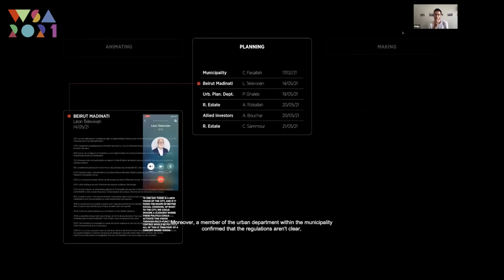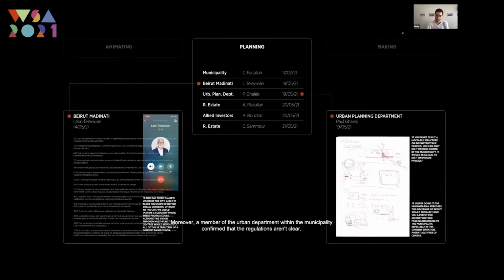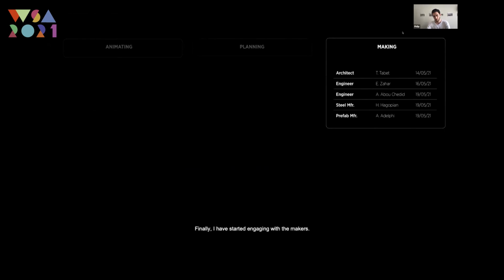Moreover, a member of the urban department within the municipality confirmed that the regulations aren't clear and that only the publicly owned parcels could be mobilized for such a project. He, after further explanations, suggested that the municipality could eagerly allow these types of interventions on private ones for humanitarian purposes, as long as they are movable and disassemblable. My work now becomes about making these interventions seem temporary while actually being able to last until the state recovers its legitimacy. Finally, I have started engaging with the makers.